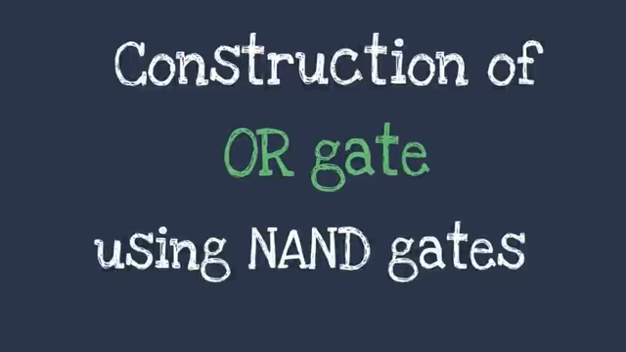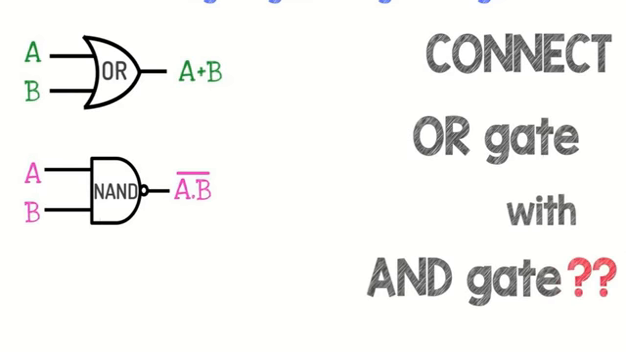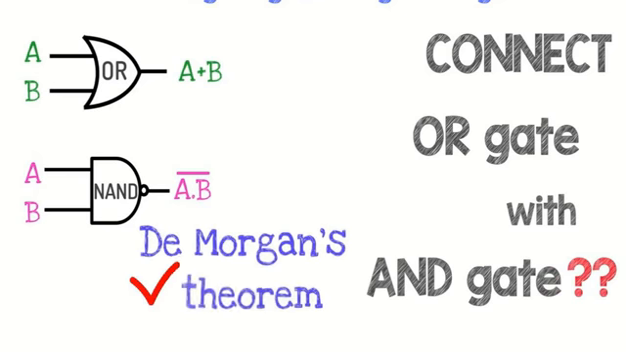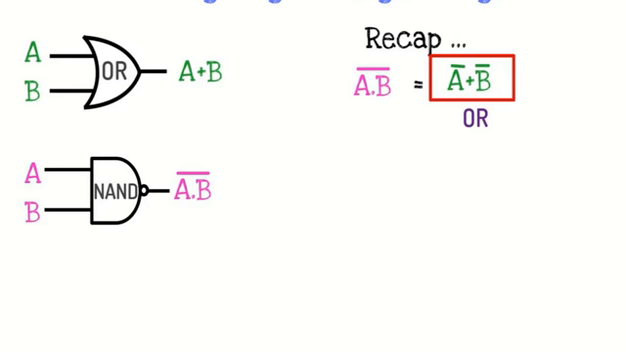Now let us see how to construct OR gate. The basic gate equation is A plus B. Now NAND gate equation is A dot B bar. Can we construct OR gate with the NAND gate? Yes, by De Morgan's theorem. By looking at the recap, the complement of product is equal to the sum of their complements. So here we have the sum of the complements.